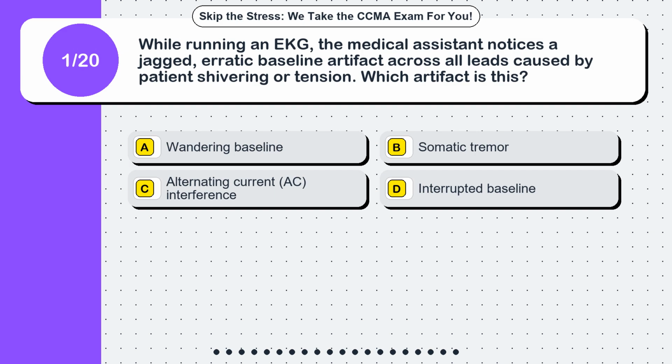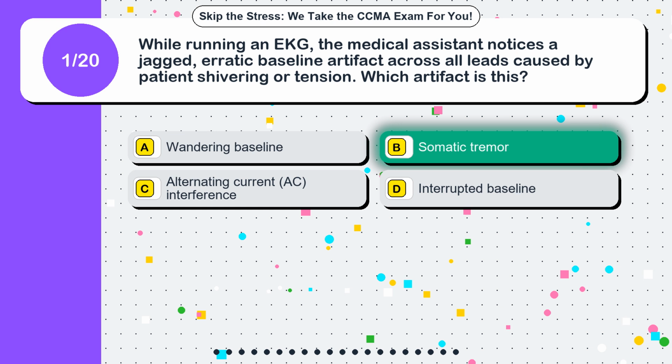Question 1. While running an EKG, the medical assistant notices a jagged, erratic baseline artifact across all leads caused by patient shivering or tension. Which artifact is this? Option A, wandering baseline. Option B, somatic tremor. Option C, alternating current, AC, interference. Option D, interrupted baseline. The correct answer is option B, somatic tremor.